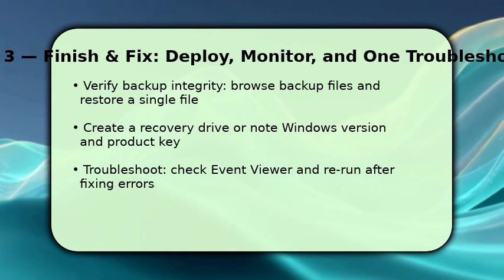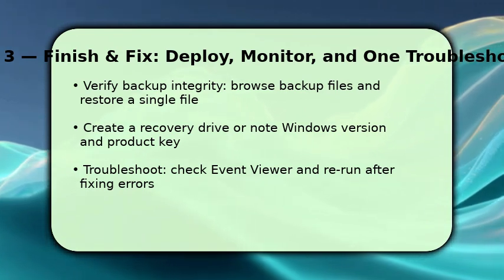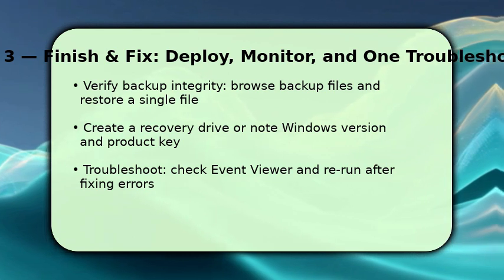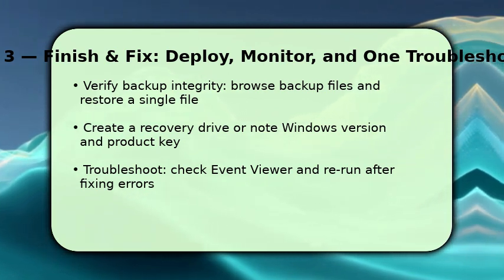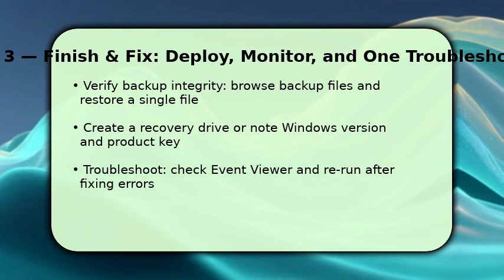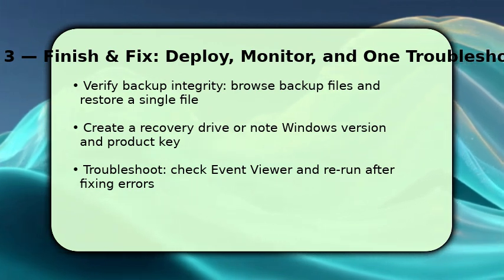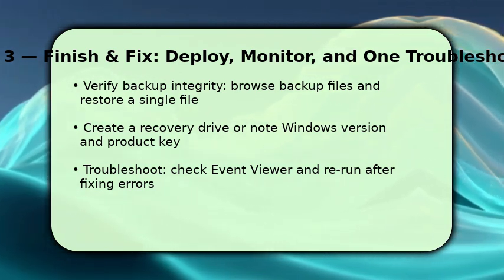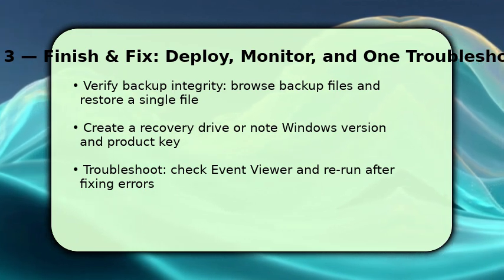Open the backup destination, browse saved files, and restore a single file to confirm data integrity. Then create a recovery USB drive from Control Panel so you can boot and restore a system image if needed. Make sure to record your Windows edition and product key for reactivation.